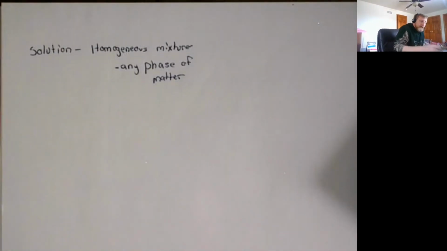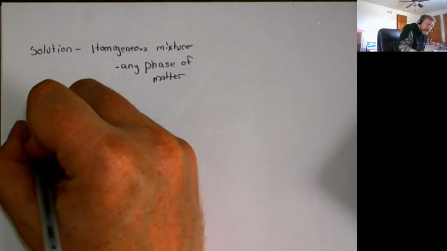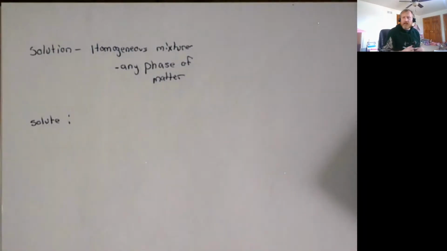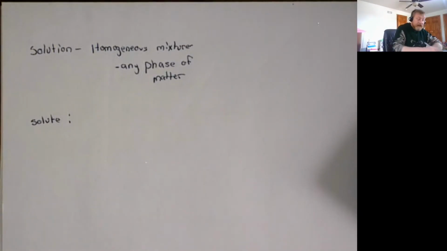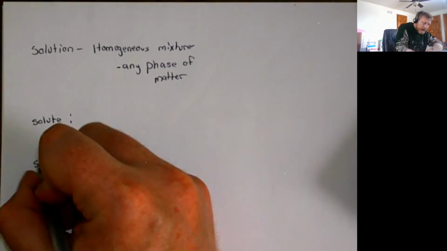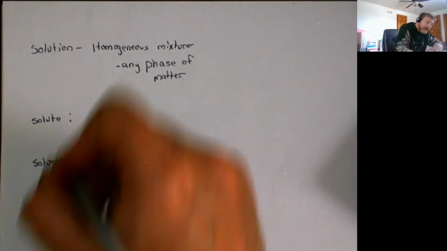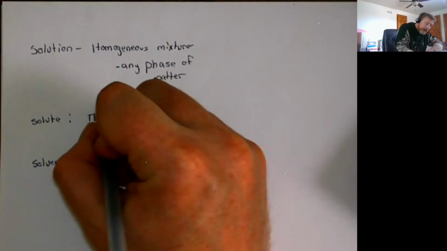Okay. The next thing we want to do is talk about these items that are dissolving or being dissolved in scientific terms. Those terms are solute and solvent. The solute is the thing being dissolved.